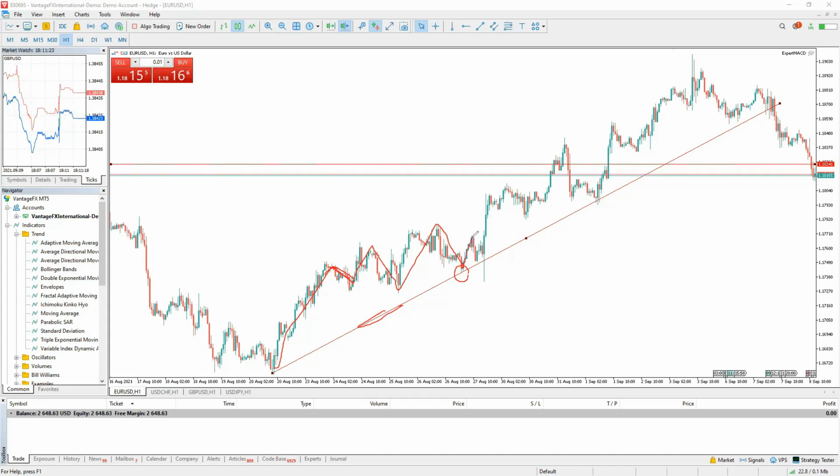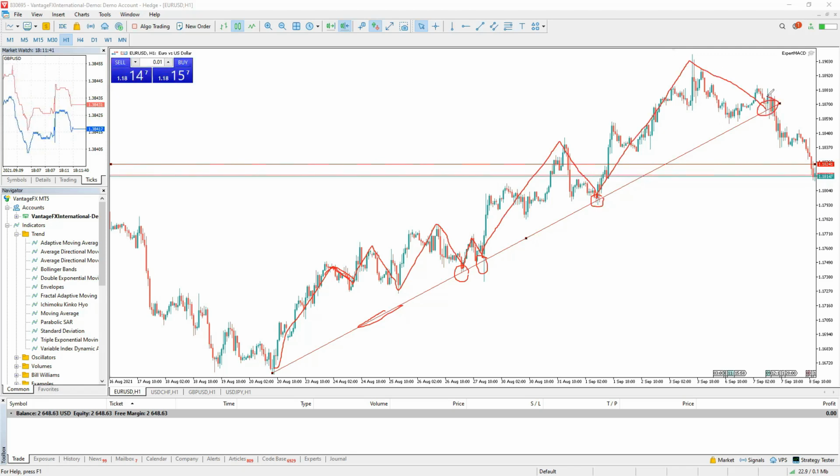Now it pushes higher again, and then it comes back to the trend line. And this is the second retest on our trend line. Then it pushes higher, and then it comes back to the trend line again. So this is another retest on our trend line. And then it pushes higher, and it comes back. So this is another retest on our trend line.